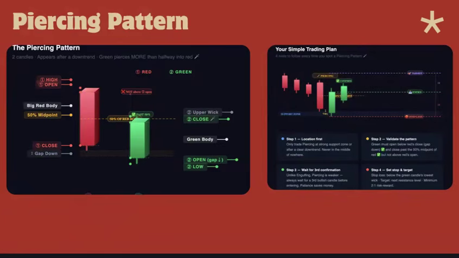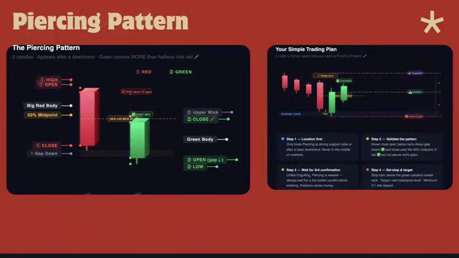Next bullish reversal pattern is a piercing pattern. This one has a very specific rule that makes it unique. Like the bullish engulfing, this is a two candle pattern that appears after a downtrend. But there is one critical difference.